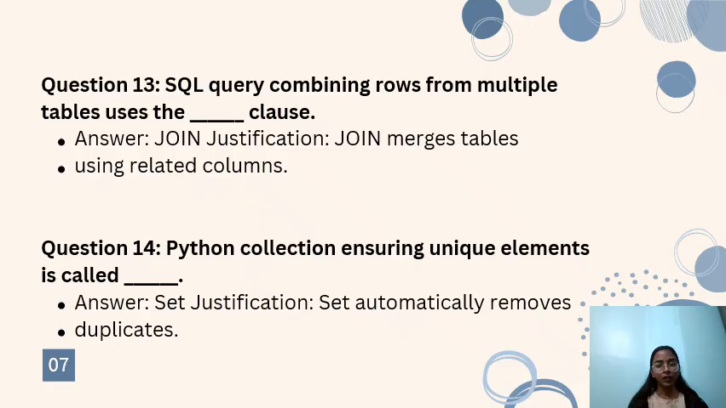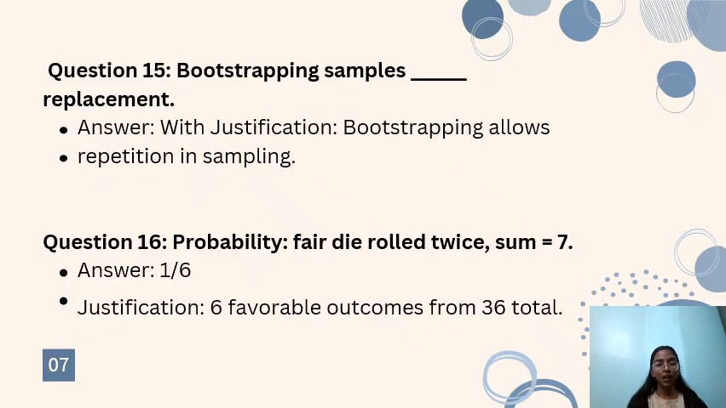Next question is question number 15, which is bootstrapping samples dash replacement. Bootstrap sampling allows repetition in the sampling. Question number 16. Probability that a fair die rolled twice gives a sum equal to 7, and the answer is 1 by 6. There are 6 favorable outcomes out of 36 total.